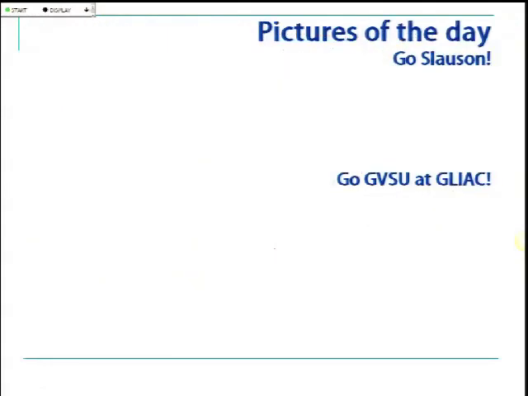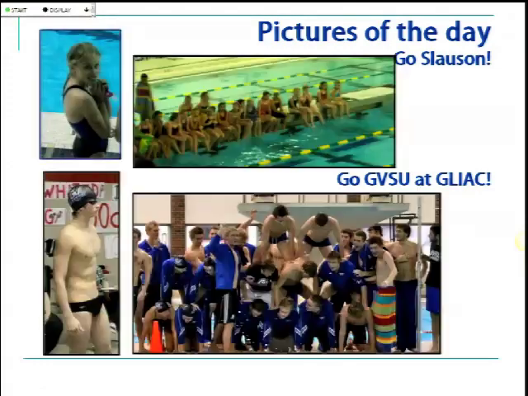Here's my pictures of the day: tomorrow at noon at Huron High School, synchronized swim. My daughter's in it. I'll be going to watch. And then Friday night and Saturday, going on today right now too, Great Lakes Conference. My son is swimming right now. I'll be looking to see if he made it to finals shortly. Hope you have a good weekend.